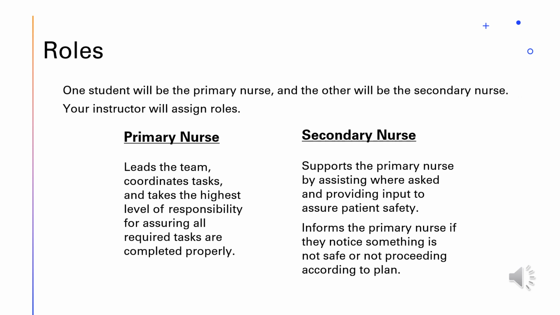One student will be the primary nurse and the other will be the secondary nurse. Your instructor will assign the roles. The primary nurse leads the team, coordinates tasks, and takes the highest level of responsibility for assuring all required tasks are completed properly. The secondary nurse supports the primary nurse by assisting where asked and providing input to assure patient safety. They also inform the primary nurse if they notice something is not safe or not proceeding according to the plan.